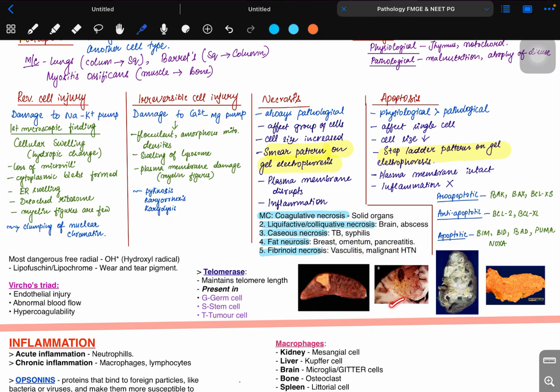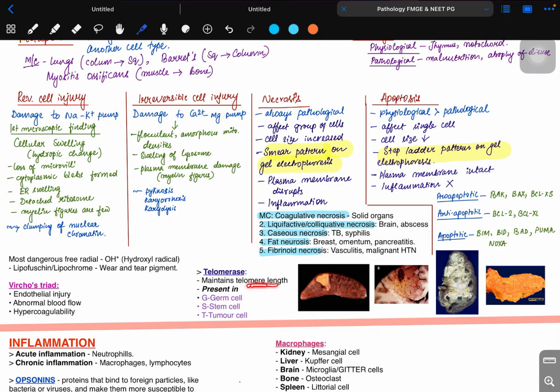This is liquefactive necrosis of the brain. Here it is caseous necrosis, and this is fat necrosis of the breast. Okay, here coming to here, the most dangerous free radical is the hydroxyl radical, and lipofuscin or lipochrome is a wear and tear pigment. What is telomerase?